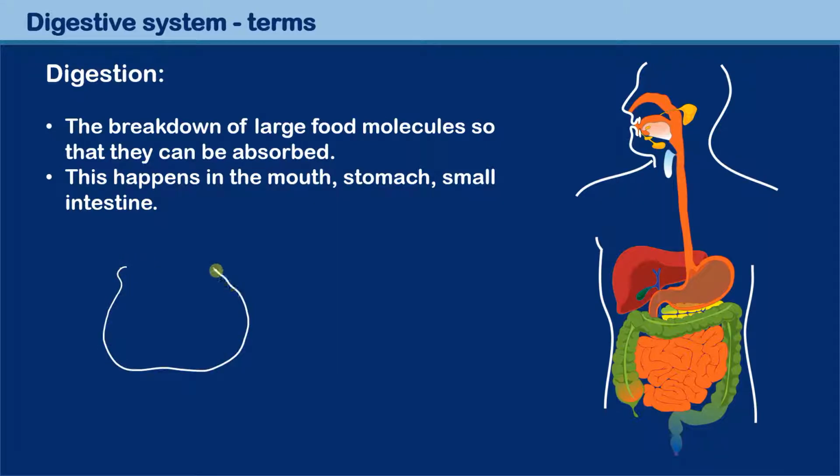This is a large food molecule, something that we're eating. Then it is first physically broken down into smaller food molecules in the mouth. And this is referred to as physical or mechanical digestion. And that's chewing. So I misspelled it here.